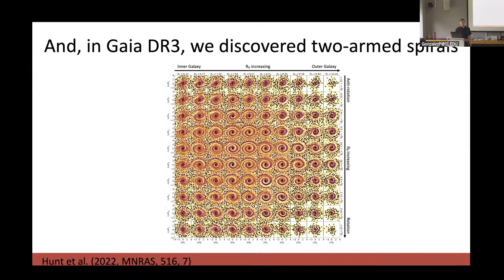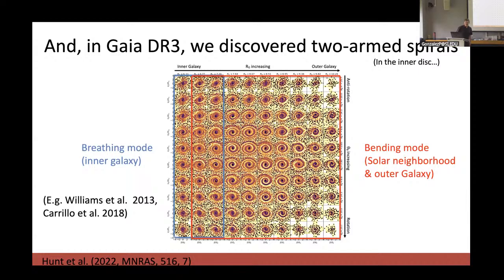And then in Gaia DR3, we discovered said two-armed phase spirals. However, they were in the inner disk, which is the exact opposite of what I predicted. So you can see this is left to right, inner galaxy, the outer galaxy. Inner galaxy, you have these two-armed phase spirals here from the breathing mode, and then the bending mode in the solar neighborhood and beyond. And so that's not necessarily to say that my prediction won't still come true one day, because the area where I predicted we should see the two-armed phase spirals is somewhere towards that wall. We just can't reach it yet with present data, so it might be fine.